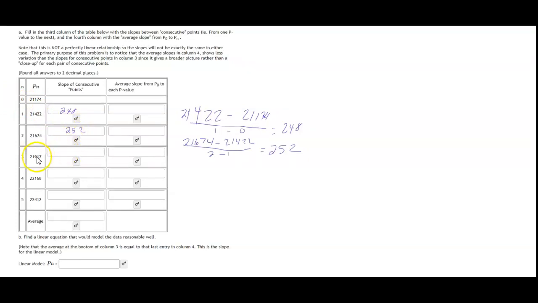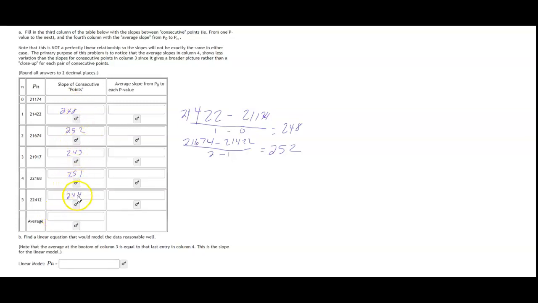The next one, if we take 21,917 minus 21,674, that's going to give us 243. And then on the next one, 22,168 minus 21,917, that is 251. And then lastly, we're going to get 22,412 minus 22,168, which should be 244.